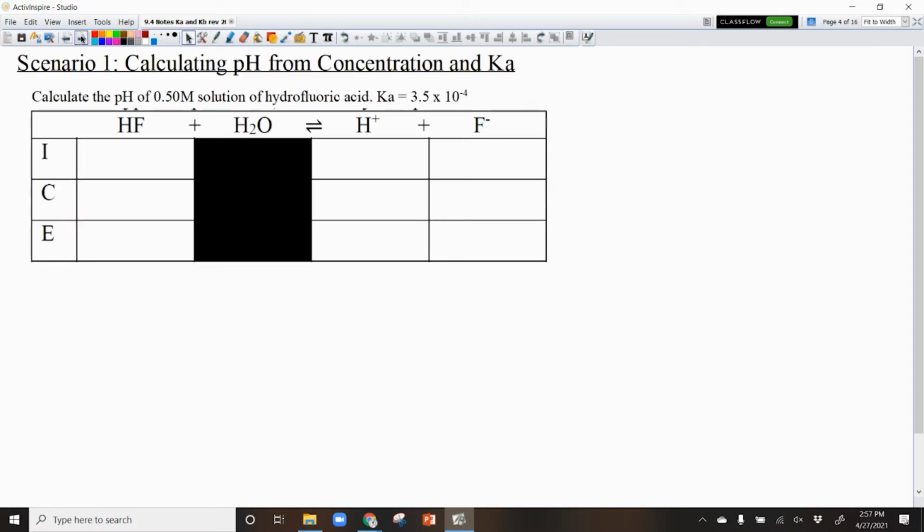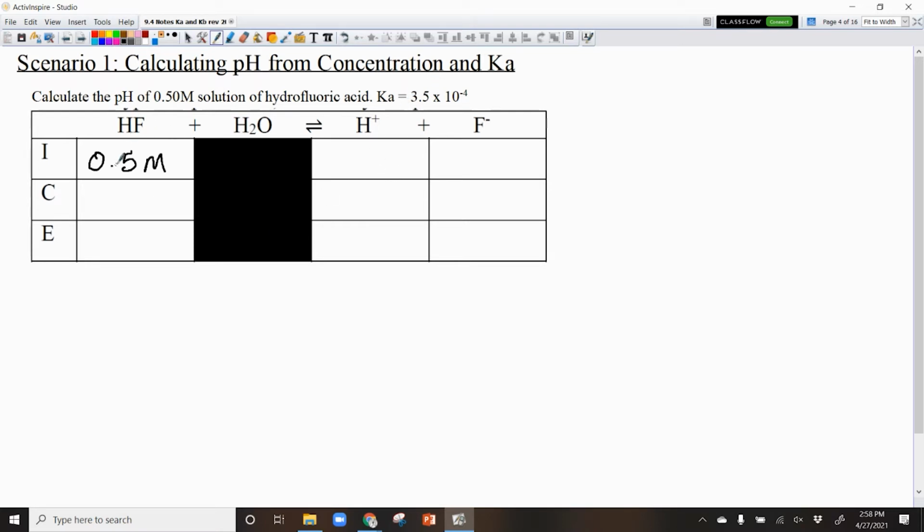All right, here, scenario 1, we're going to calculate the pH from concentration and Ka. So we're going to be supplied with the concentration and the Ka. Now, because this is a weak acid, we have to have a dissociation equation. All right, so let's fill in what we know here. All right, so we have our concentration, 0.5 molarity. And the Ka doesn't go in this ICE chart. We're going to use that later.